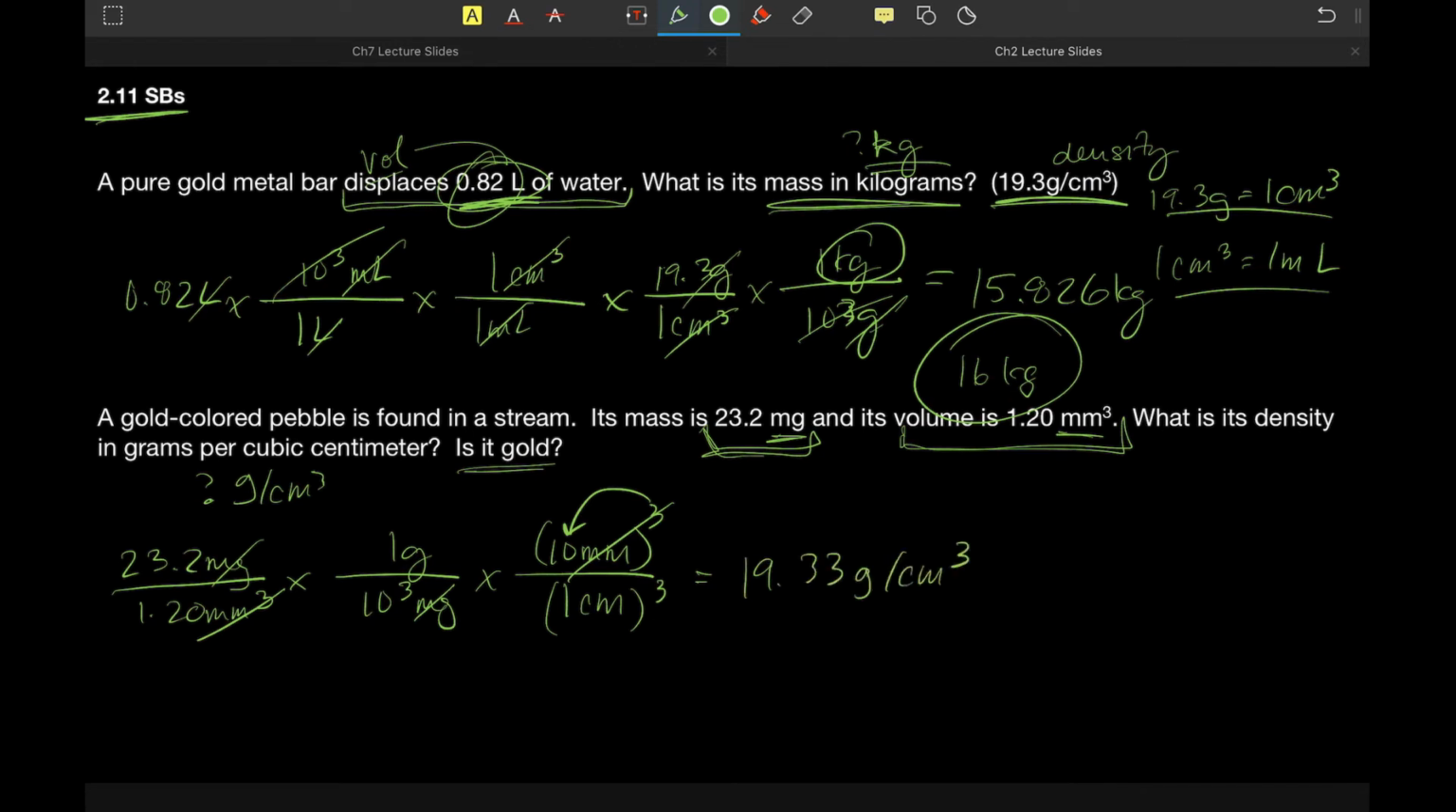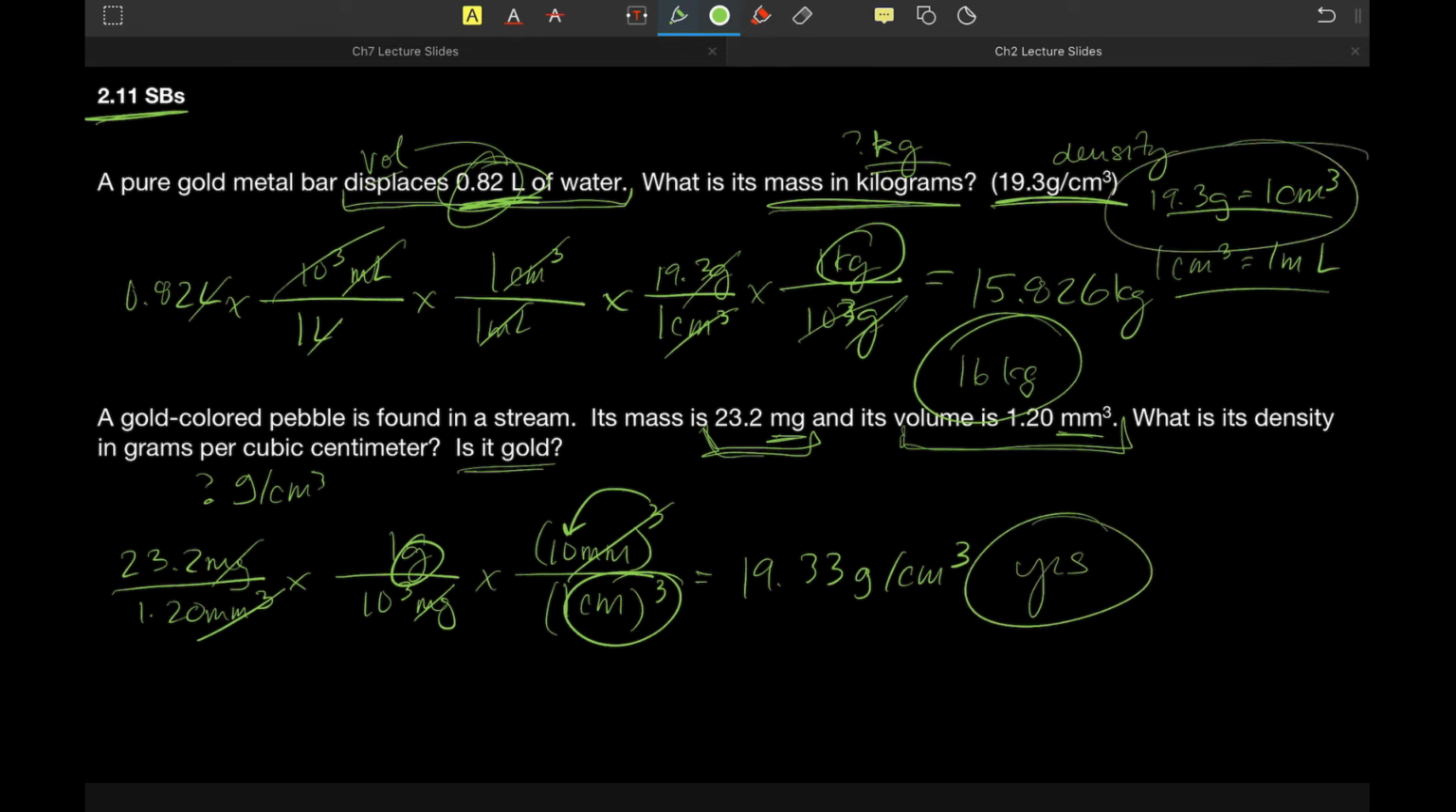Okay, which by the way, if we pay attention, that's how we get grams per centimeter cubed from the total of our math. And 19.33, and yes, that is gold, because that goes back up to here. Yes, does that make sense?